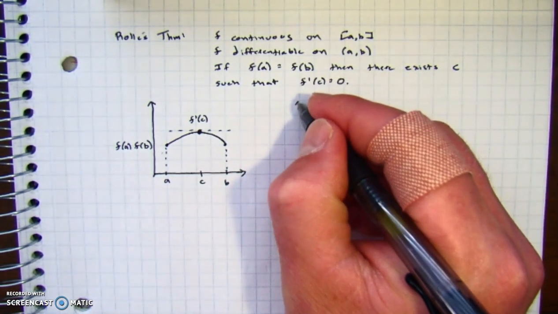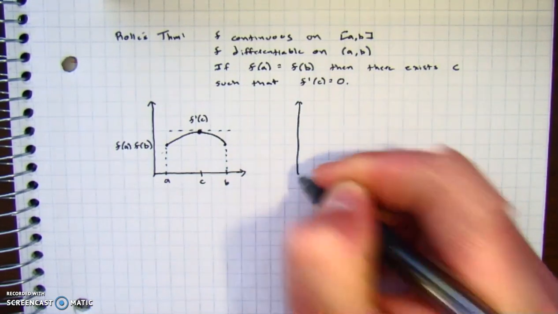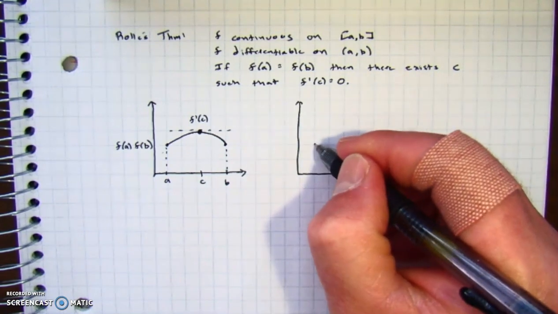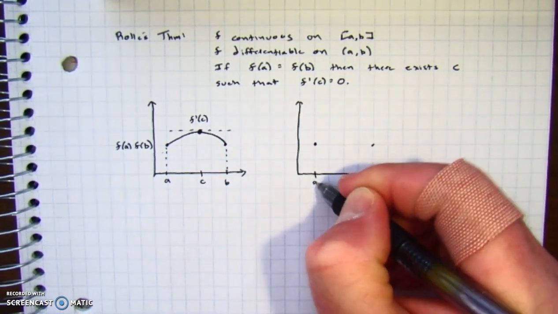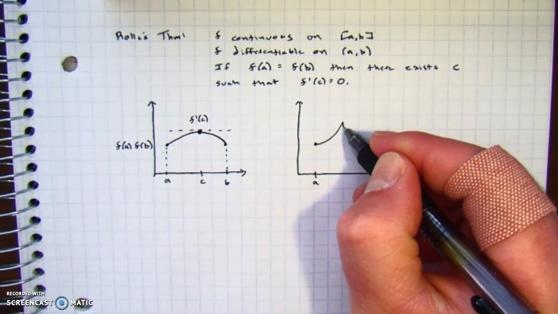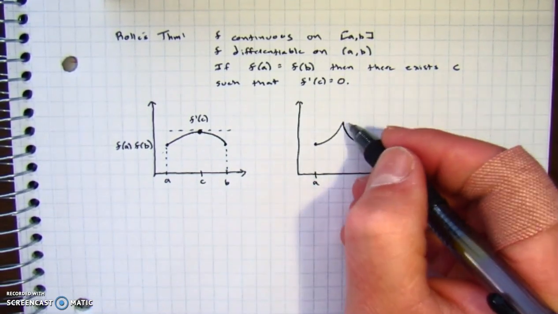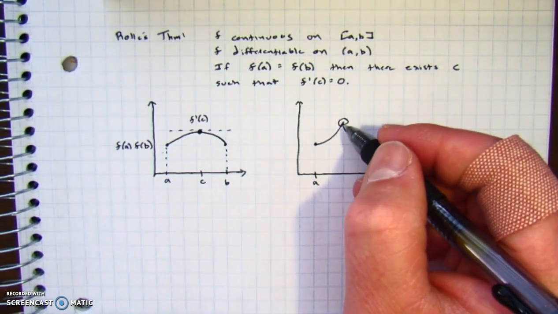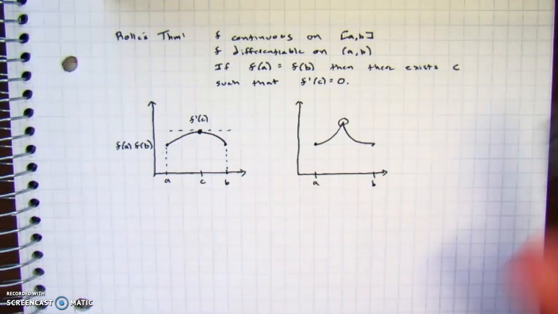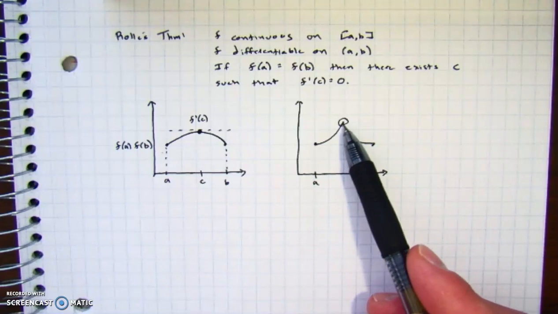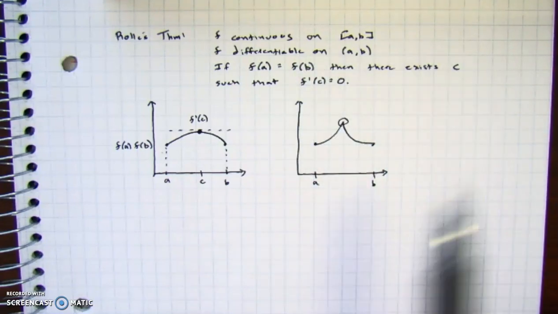You can see why it's important that it has to be differentiable, mainly just because we're talking about derivatives. Let's say you have your a and your b right here, but then it comes up like this, whoop, and then comes back down. Right here you're going to have no derivative. f'(c) is not going to exist. So that's why you need it to be continuous and then differentiable, because you have to be able to take that derivative. Okay, so that's Rolle's theorem.